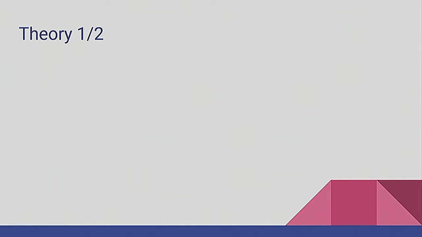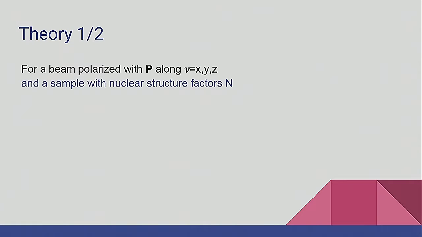So with that in mind, I'll highlight the really relevant aspects of polarized neutron spectroscopy, and I promise it'll be relatively painless. So let's consider a general case where we have an incoming beam polarized with the polarization along some orthogonal axis, x, y, or z. And we're going to be striking a sample that is magnetically ordered somehow.